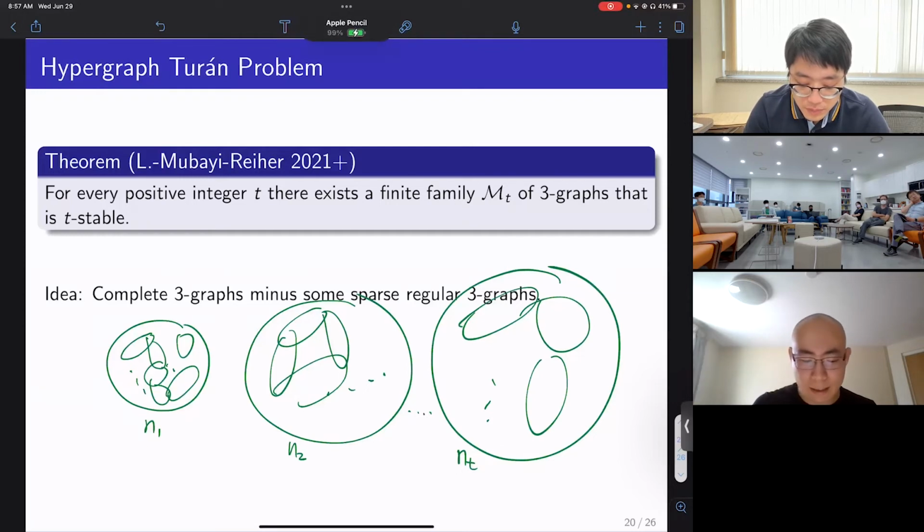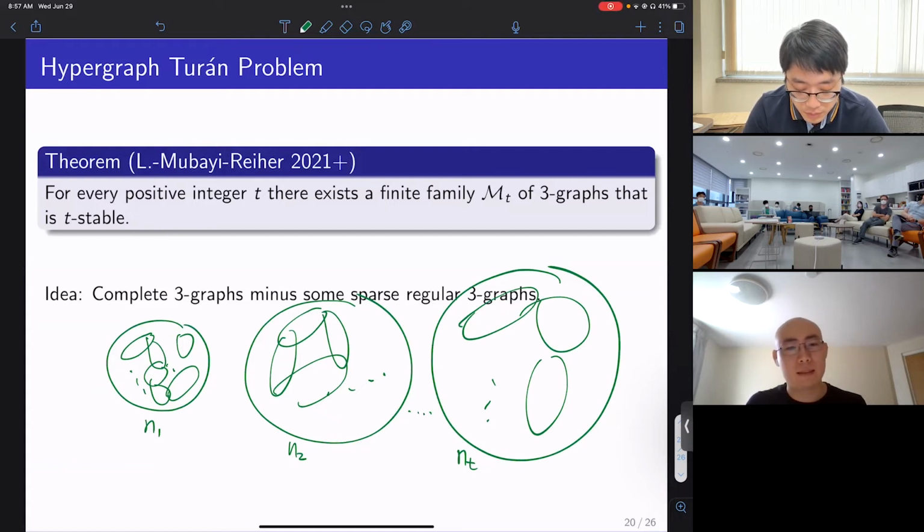After you throw away these regular 3-graphs, you get the T extremal constructions. So that's how we create these T extremal constructions. After you find these constructions, then you define your forbidden family. So it's kind of cheating. Usually people find a family, then calculate the Turán density. Now we find the T extremal constructions first, then we define the forbidden family according to the structure of these constructions.